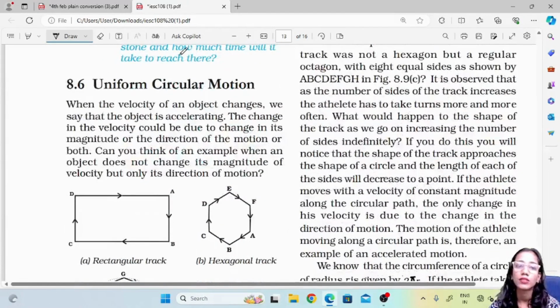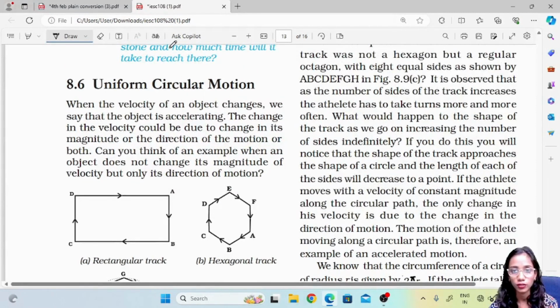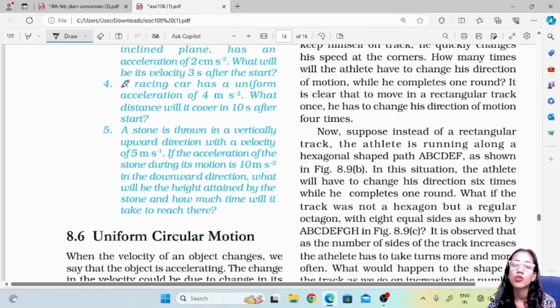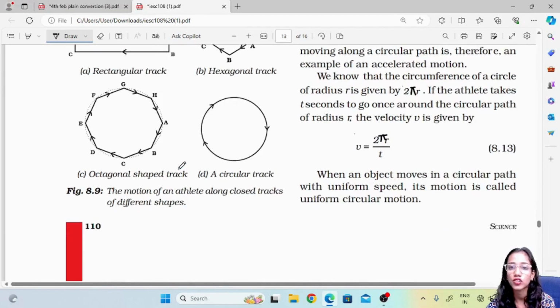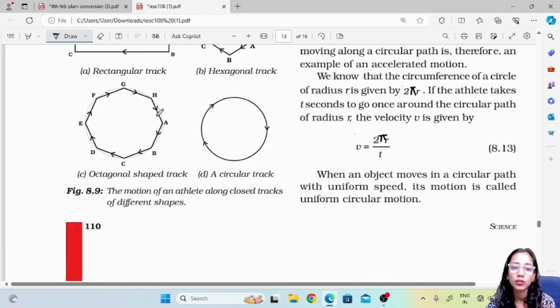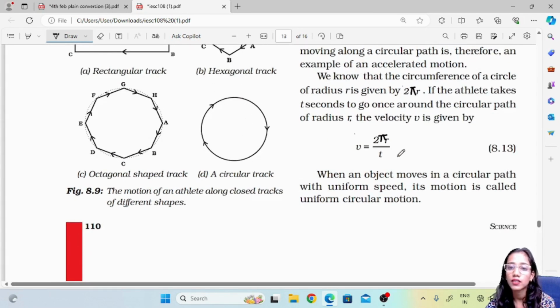Now the last concept in this chapter is uniform circular motion. Now what do you mean by uniform circular motion? It means the motion is in a circular path, and when it is in a circular path, it is uniform. The velocity change is uniform. When you consider this circular track, how do you find the velocity? There is a very simple formula.